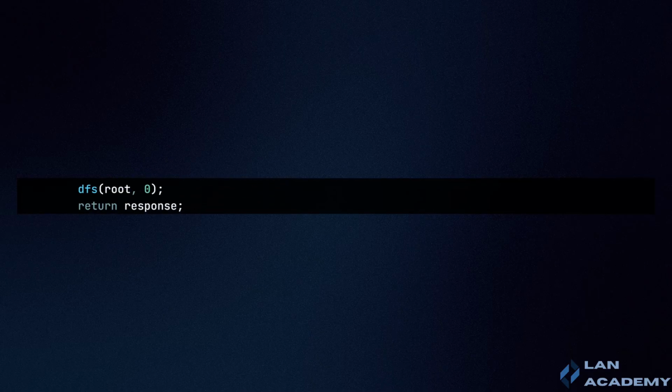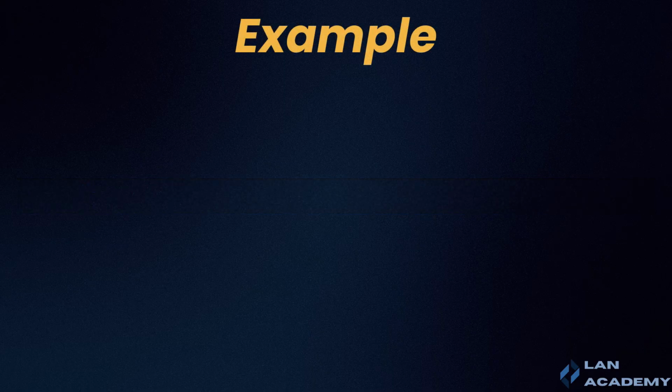After defining the DFS function, we call it with the root node and an initial depth of 0 to start the traversal. Finally, we return the response vector, which contains the values of the rightmost nodes at each level of the tree. The systematic approach of tracking the depth and prioritizing the right children ensures that our solution is both time efficient and accurate. To illustrate how this algorithm works, consider a binary tree with the following structure.